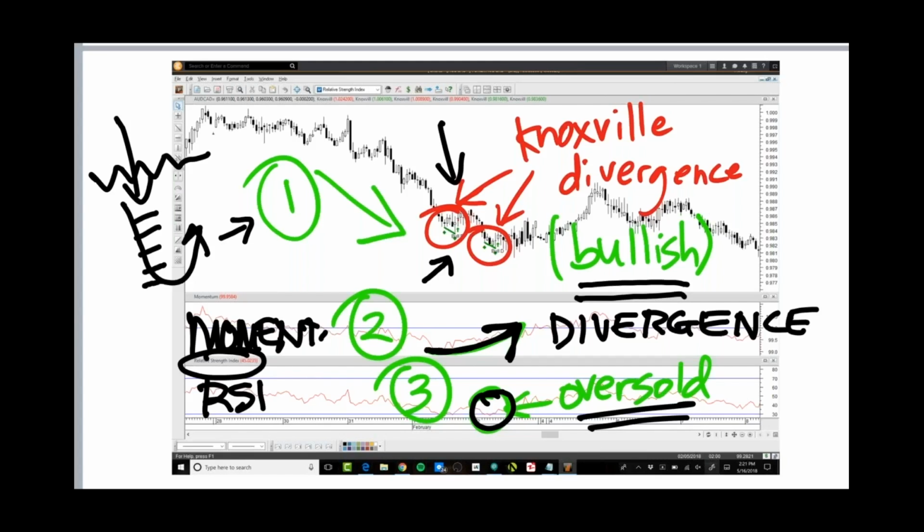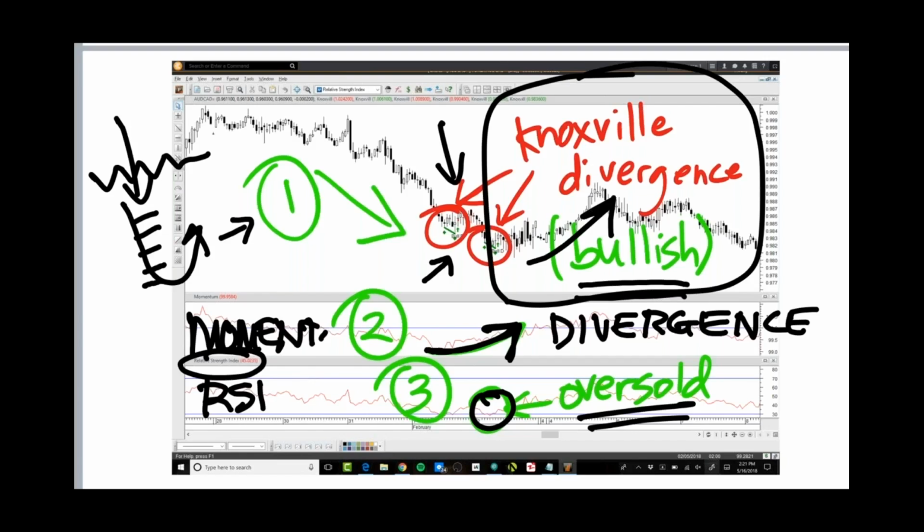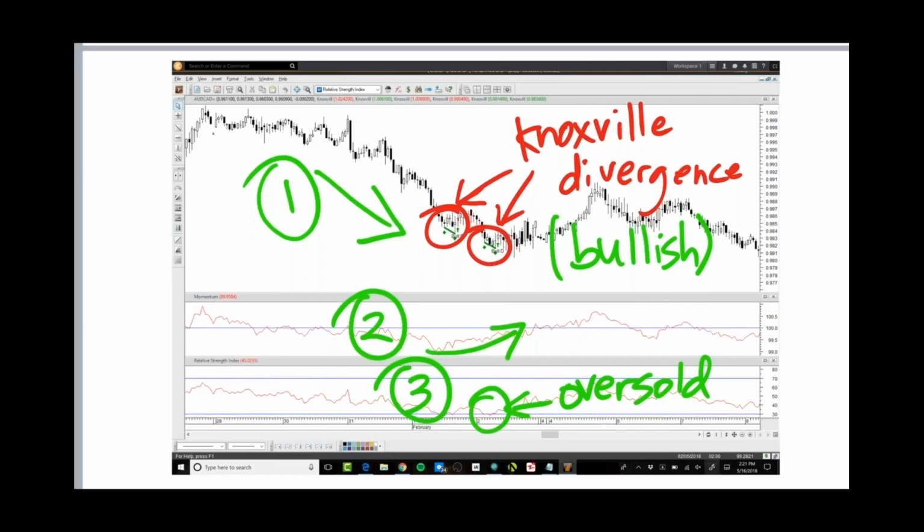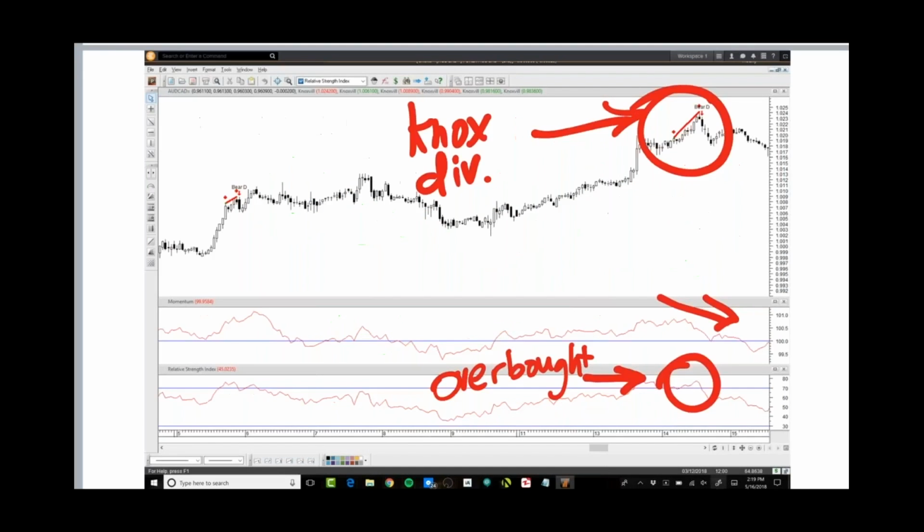So price is falling, momentum is rising, and the relative strength index is oversold, which means it's really dipped into deep territory. Now, before I go any further, this isn't magical. I didn't build the world's most magical indicator. This just works for me, and it works really well for me. And this bullish Knoxville divergence is an early warning sign, not a guarantee, but an early warning sign that price is going to reverse and come back up. And that's really the basis for so much of what I do with trend trading or counter trend trading.